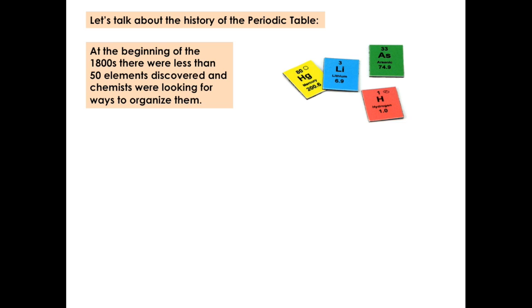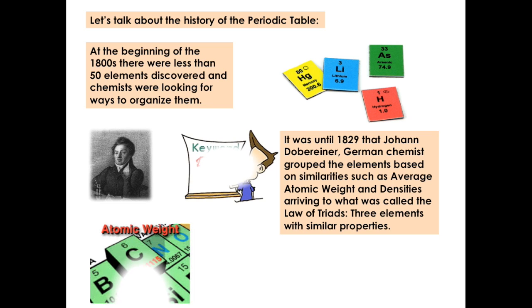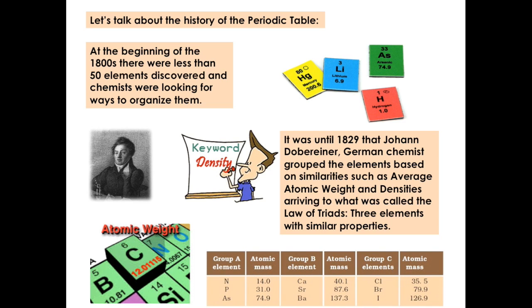At the beginning of the 1800s, there were less than 50 elements discovered, and chemists were looking for ways to organize them. It was not until 1829 that Johann Döbereiner, a German chemist, grouped the elements based on similarities, such as average atomic weight and densities, arriving at what was called the law of triads: three elements with similar properties.